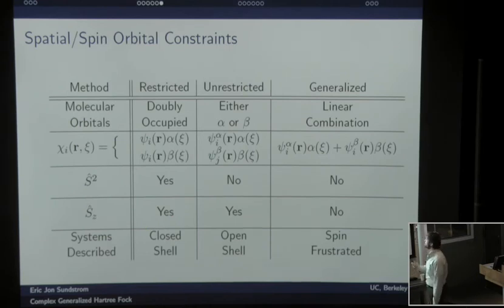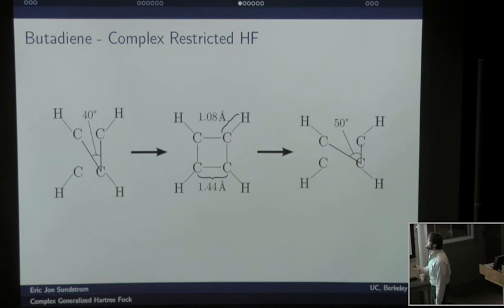All right, so what are we going to do with this? Well, let's start out looking at one of the complex restricted Hartree-Fock examples. I didn't mention, but I should have on the previous slide, that a complex spatial component can clearly be used in all three of the spin/spatial ones. So I'm going to show a complex restricted solution, but you could go and do complex generalized, complex unrestricted, and so forth.